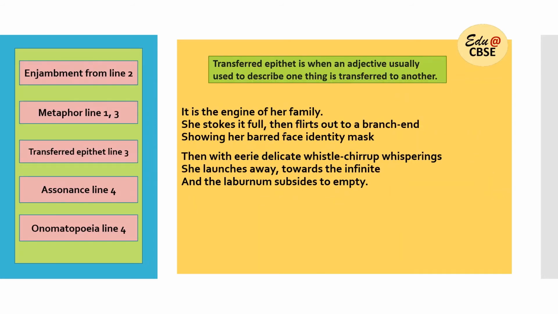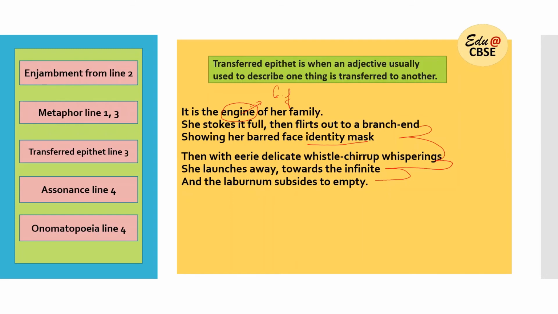So here, enjambment from line 2. From line 2, enjambment continues till the end, so no pause, no break. Then metaphor in line 1 and 3. In line 1, it is the word engine, which is referring to the goldfinch. I've already explained this. Then line 3, identity mask. Now this identity mask is a metaphor too. How is it a metaphor?